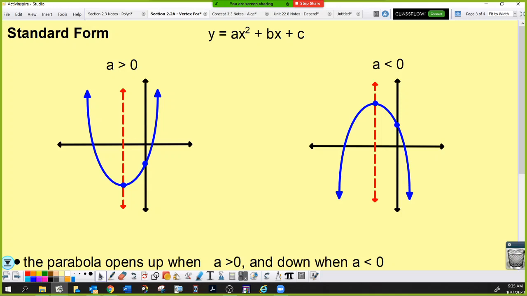A is the number that sits in front of x squared. B is the number that sits in front of x. C is the number that has no x's. The number that has no x. It's just a number at the end.